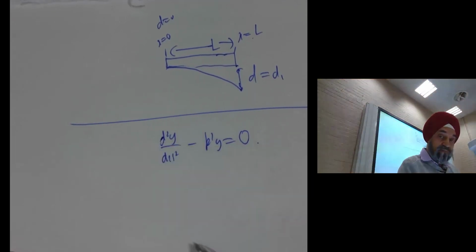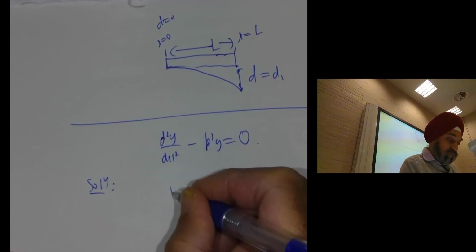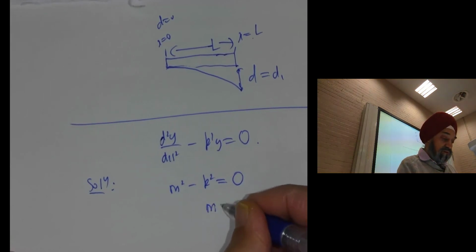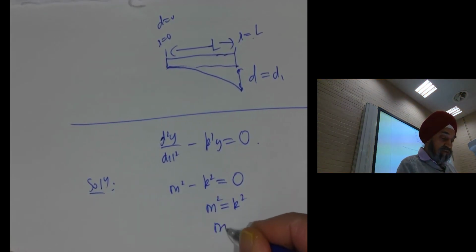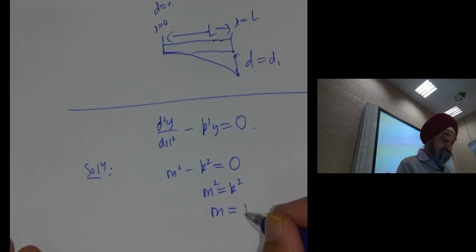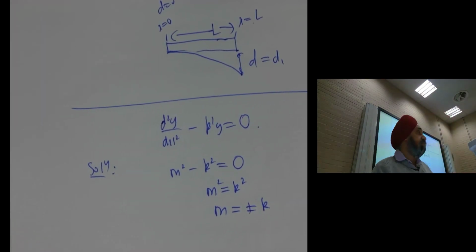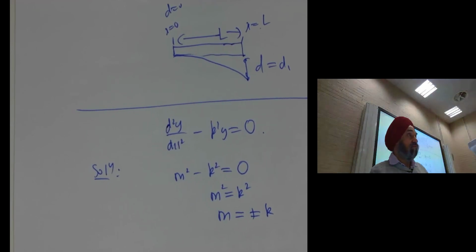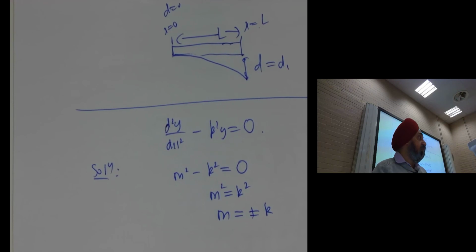Yes, our solution is going to be the same. m squared minus k squared is equal to 0. So m squared is equal to k squared. So what is m equal to? Yeah, plus or minus k. So what type of solution have we got? Definitely real, yeah. But real in what? Real the same? Real and equal? They're different, aren't they? Minus k and plus k are going to be different. Minus 2 and plus 2, yeah? So it's real and different.